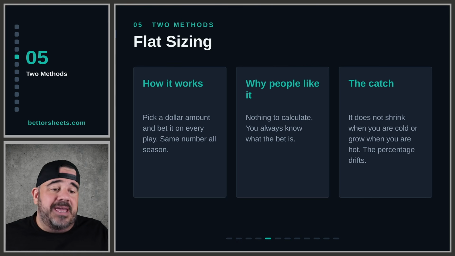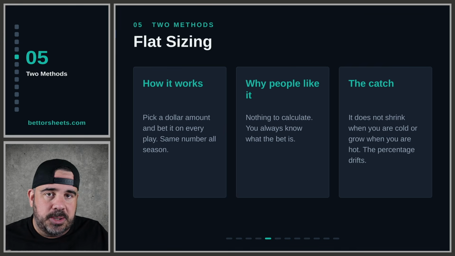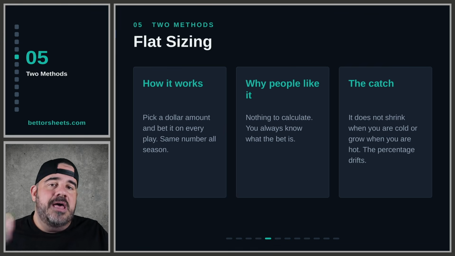There's nothing to calculate. It's easy. There's no mental game to it. It's very simple. The catch is it doesn't shrink when you're on a losing streak. It doesn't rise when you're on a hot streak. We want to change that.